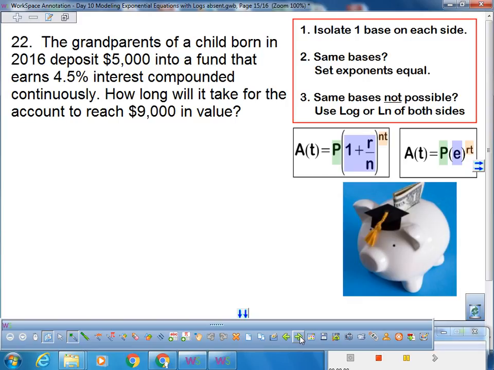The grandparents of a child born in 2016 deposit $5,000 into a fund that earns 4.5%, compounded continuously. Which one are we going to use? Continuously. Continuously is E.